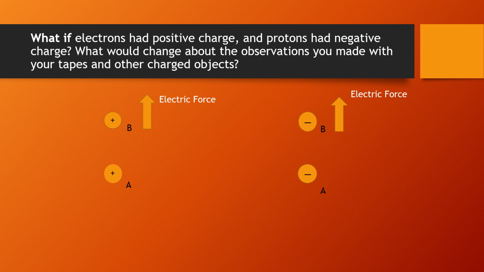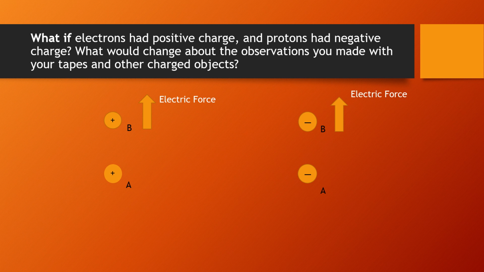Now to get into the follow-up questions we were asked after the experiment. So the first question proposed to us here is, what if electrons in our problem had a positive charge and protons had negative charges? What would change about the observations that we made with the tapes and other charged objects? So first I would like to begin by looking at the system where both the tapes had a positive charge. In this situation, we were able to observe that the electric force at B by A was in the positive y direction, which you can assume because the two protons would repel each other in the end.